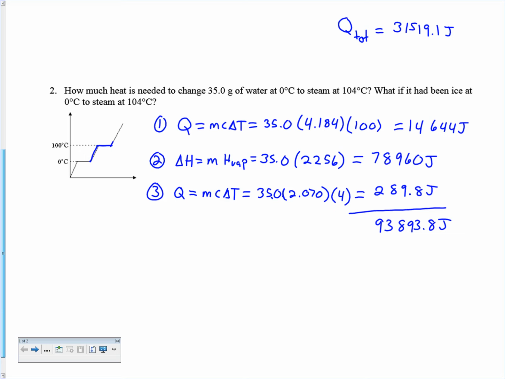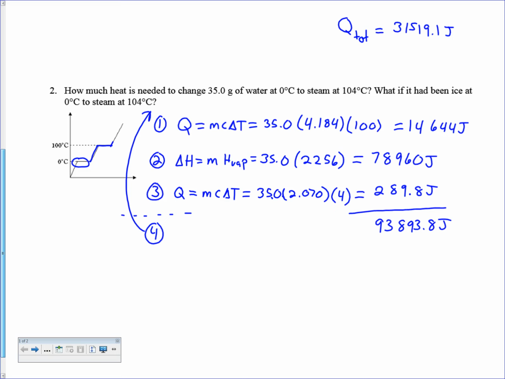Now, the second part of this question, it says, what if it had been ice at 0 degrees Celsius to steam? And so this is basically saying, what would happen if we had started out on the other side of this line here. And so if that had been the case, we'd have an extra step at the beginning of this problem, an extra 4th step. We'll call it step number 4, although technically speaking, it goes here before the first step.